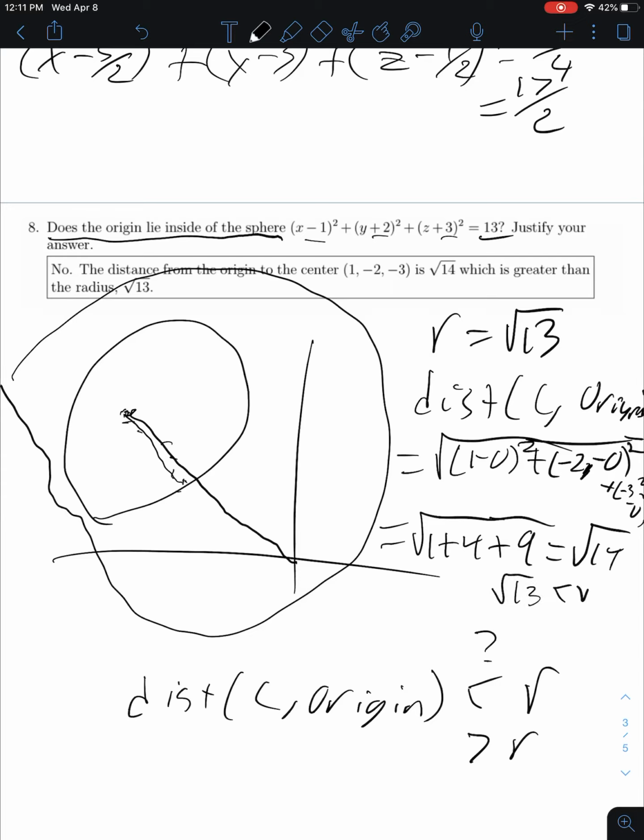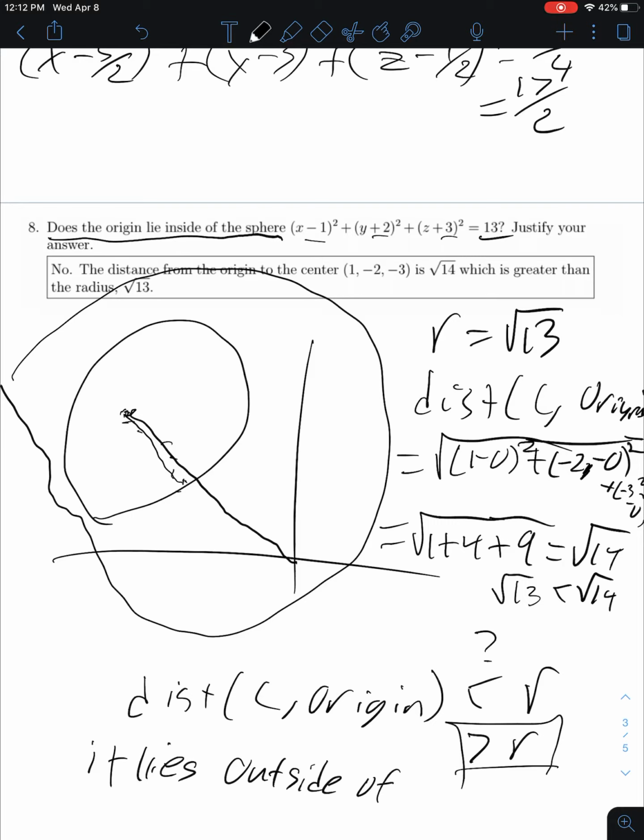So root 13 is less than root 14, which means that our distance is greater than our radius, which means that it lies outside of our sphere.